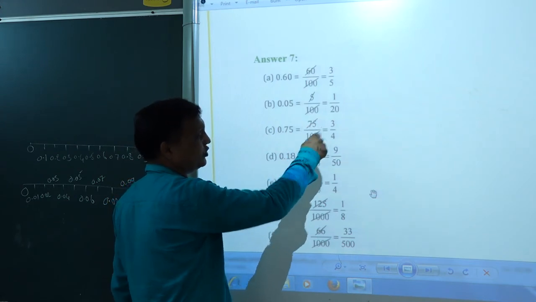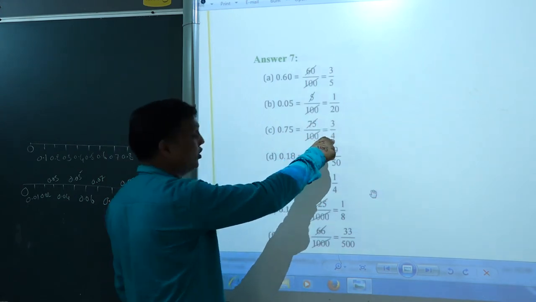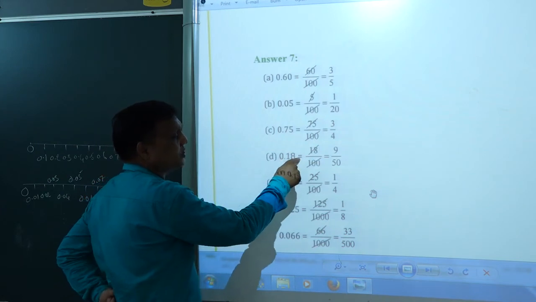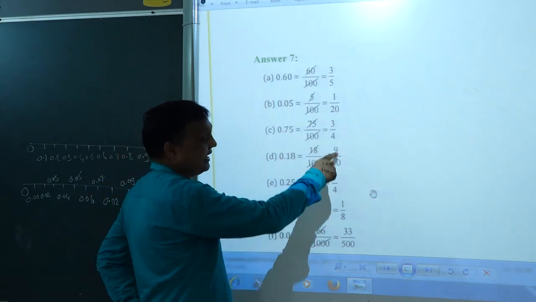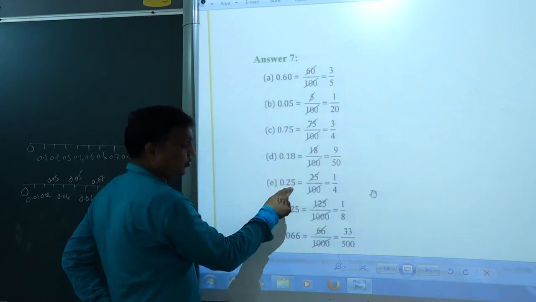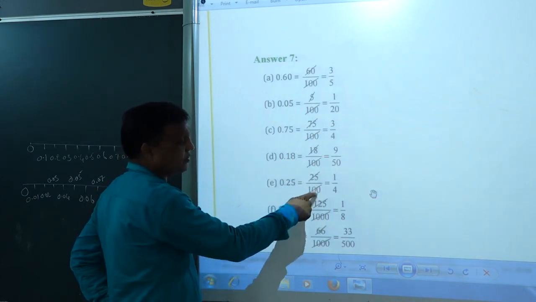25 threes are 75, 25 fours are 100, so 3 upon 4. This is the reducing form, the lowest form. 0.18 is equal to 18 upon 100. 2 nines are 18, 2 fifties are 100, so 9 upon 50. 0.25 is 25 upon 100, 25 ones are 25, 25 fours are 100, so 1 upon 4.